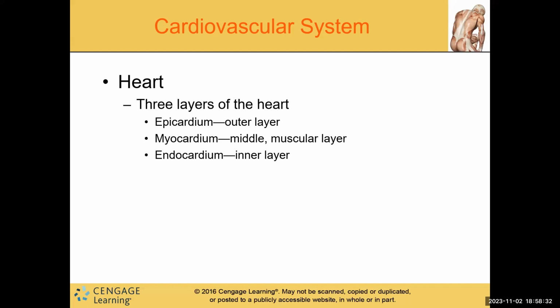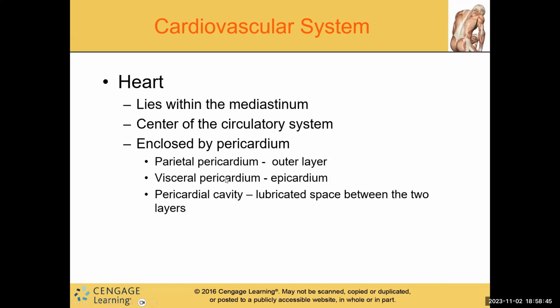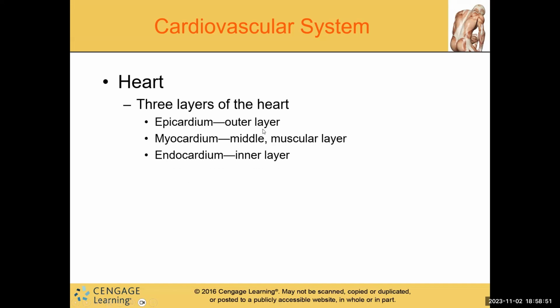The heart itself, now we know that the heart is cardiac muscle. We've discussed that. It has three layers. The epicardium, which is the outer layer. We just talked about the epicardium. The visceral pericardium, which is closest to the heart, is the epicardium. Well, it's actually the outer layer of the heart. So it's both a protective layer, but it's also the outer layer of the heart. The myocardium is the middle muscular layer. So the main muscle of the heart, the cardiac muscle, is the myocardium. And then the endocardium is the inner layer, the inner lining of the heart.